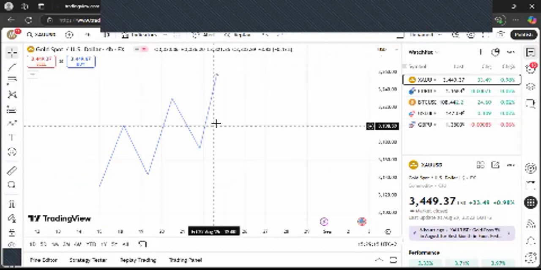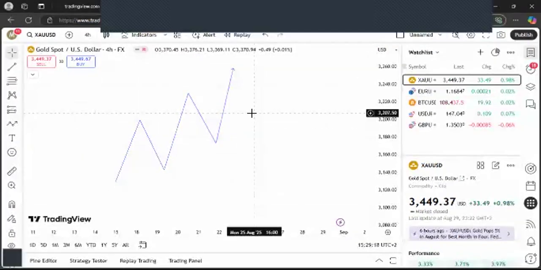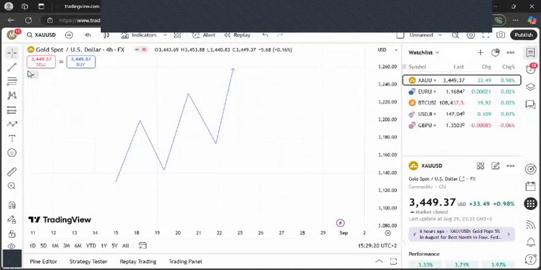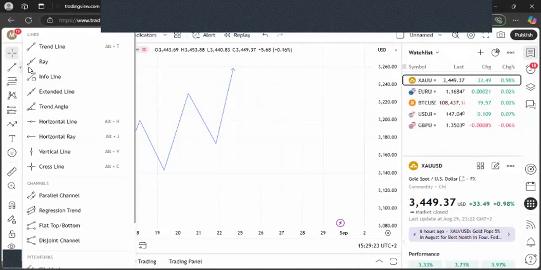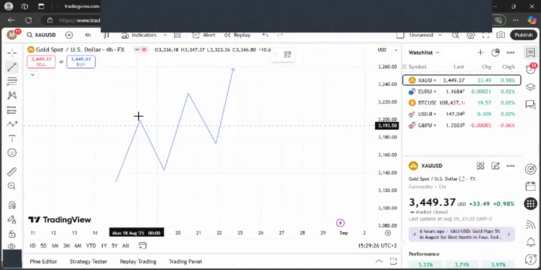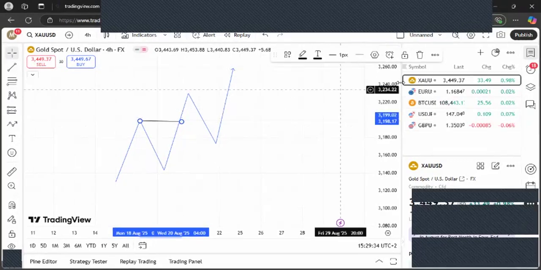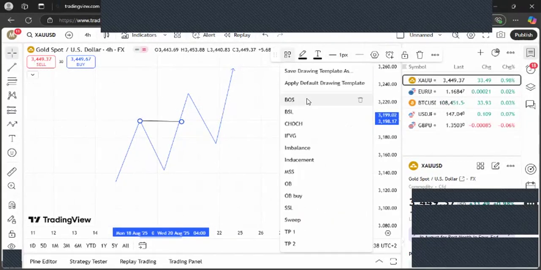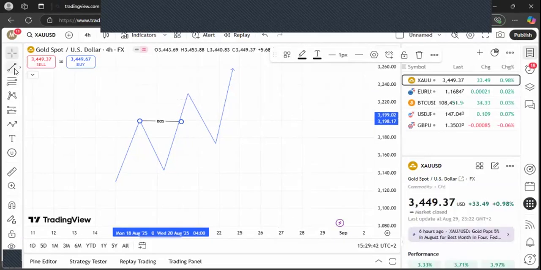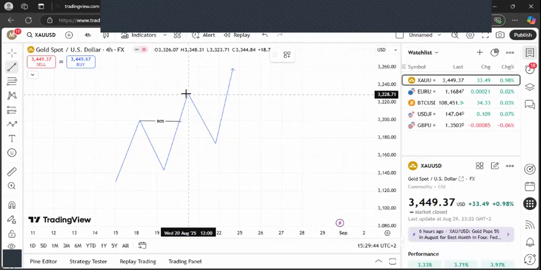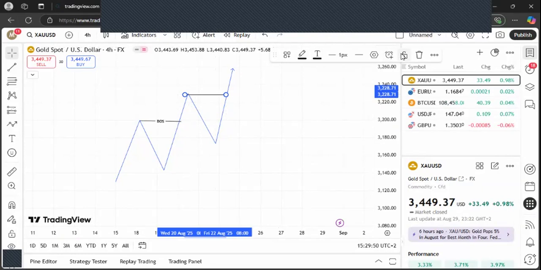Okay, we have a bullish uptrend, and then we mark it as a break of structure to show that there's continuation in the structure. I know that most of you are aware of this, but I'm just doing it in case, before I get on to the next structures. And then we mark it like that, okay.